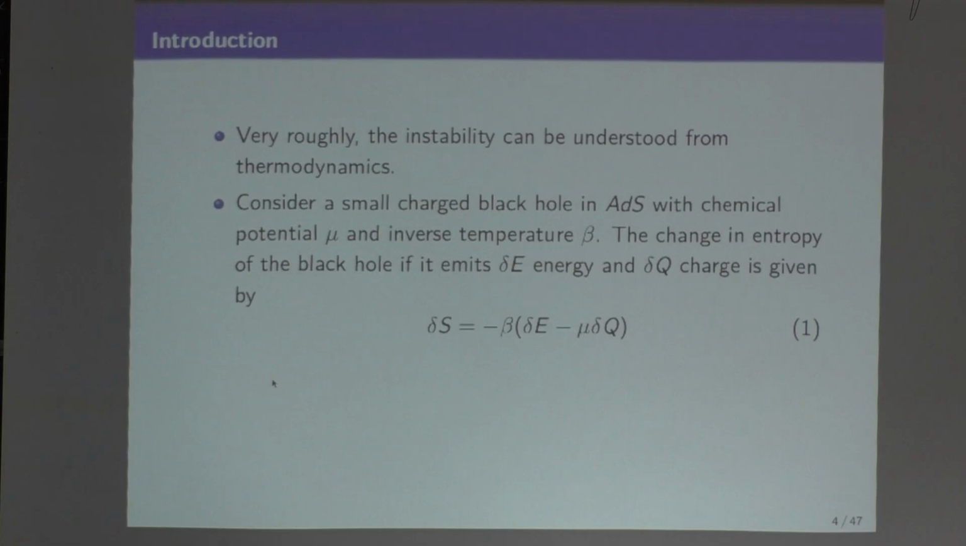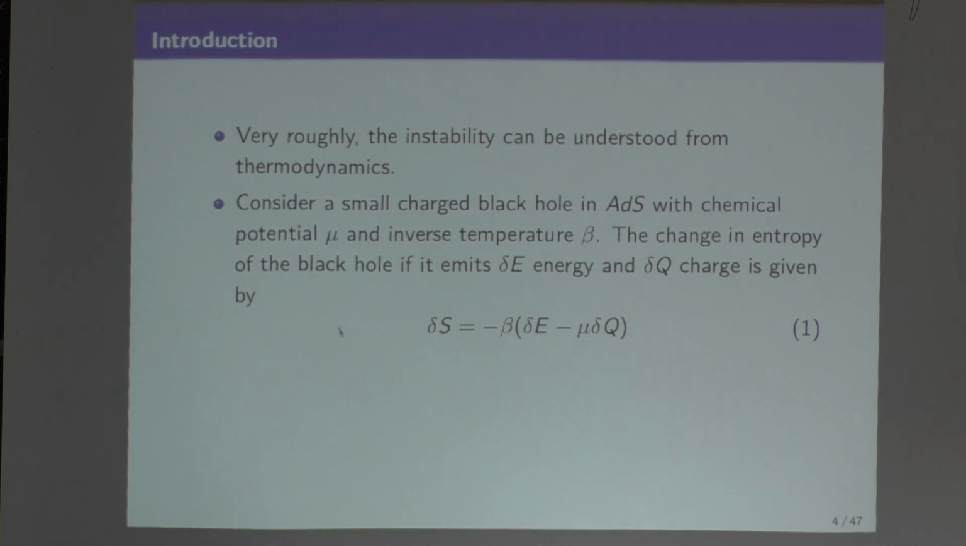So consider a small charged black hole in AdS which has some chemical potential mu and inverse temperature beta. Now suppose that initially you just have a black hole, and in the second configuration you emit some scalar field mode which has energy delta E and charge delta Q. Now you can compute the change in entropy of the black hole when this mode is emitted. And the change in entropy of the black hole will basically be proportional to beta times (delta E minus mu delta Q).